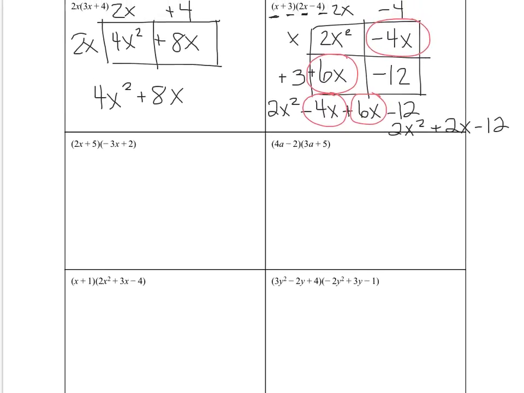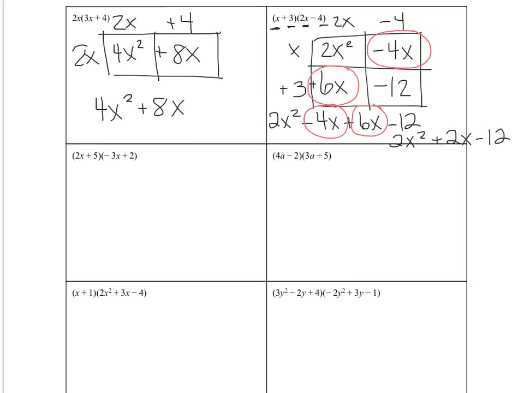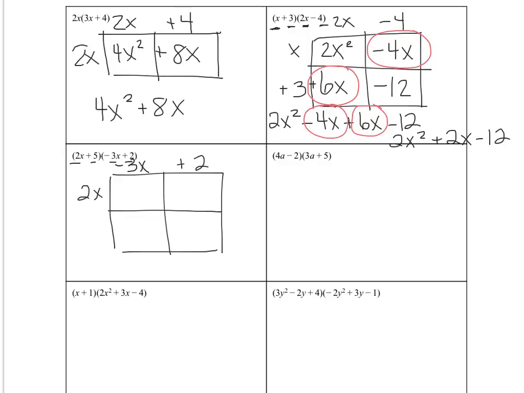Let's try some more examples. This next row is the same idea. We have two binomials multiplied by each other, so I'm going to make the same sort of box. We're going to have two columns for the minus 3x plus 2 and two rows for 2x plus 5. Then I'm just multiplying. 2x times minus 3x is minus 6x squared. 2x times positive 2 is positive 4x. 5 times negative 3x, that's negative 15x. 5 times 2, that's 10.